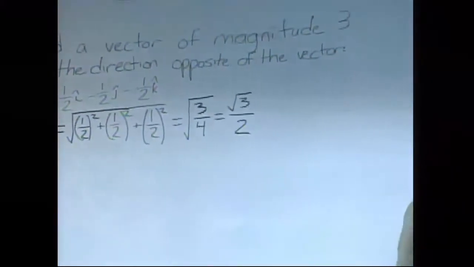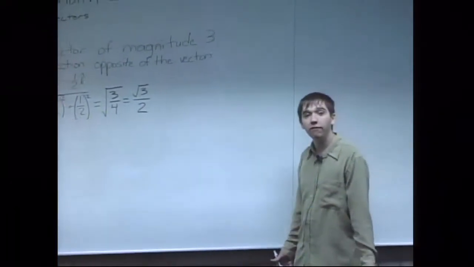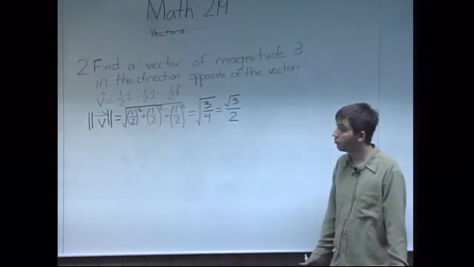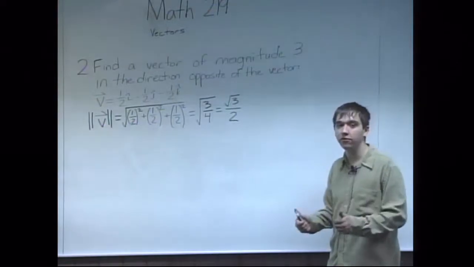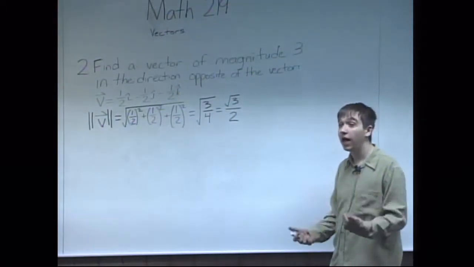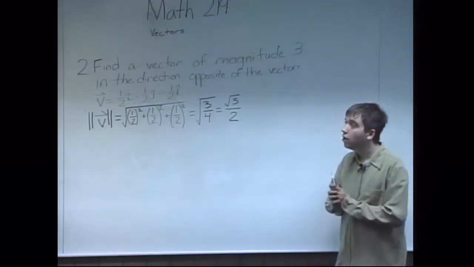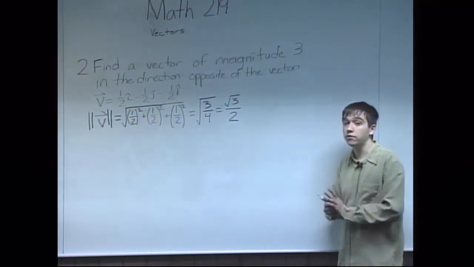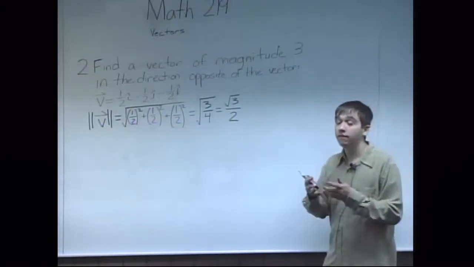So really quickly, I did out the magnitude of this vector. If you remember, the formula for calculating the magnitude of a vector is very similar to the distance formula. You just square each individual component of the vector, add them all up, take the square root of that, and that gives you the magnitude of the vector. Now we're going to use this magnitude to come up with a unit vector that's in the same direction as v.